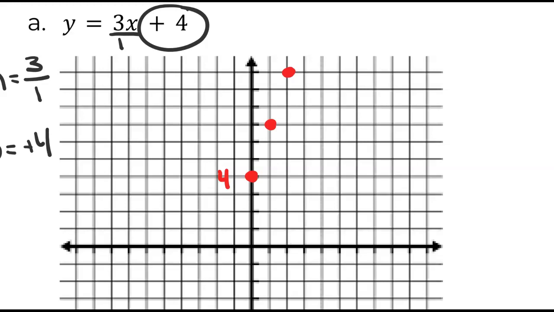Once you have 3 points, that's enough to draw a line through them. So you draw a straight line. It should be at a diagonal. Try to get it as straight as you can through the middle of each point. And there's the graph of your line.